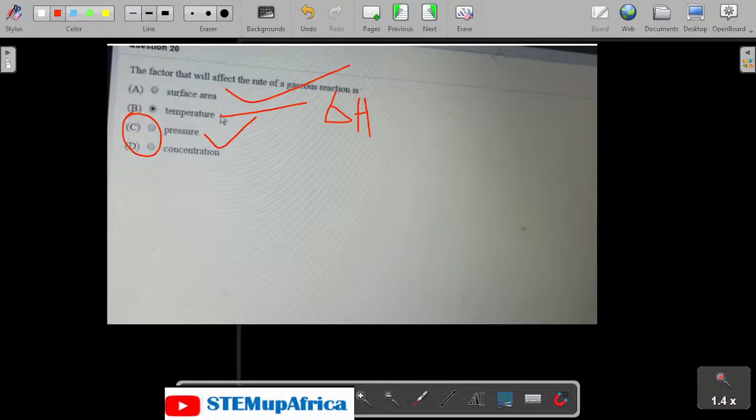That's why we have surface area. Then when we talk about concentration, we're talking about the addition of more of the substances to either the reactant or the product. So for a gaseous reaction, you are dealing with pressure. Gaseous or aqueous, that is when pressure is applied. Please take note: gaseous or aqueous, pressure is involved.